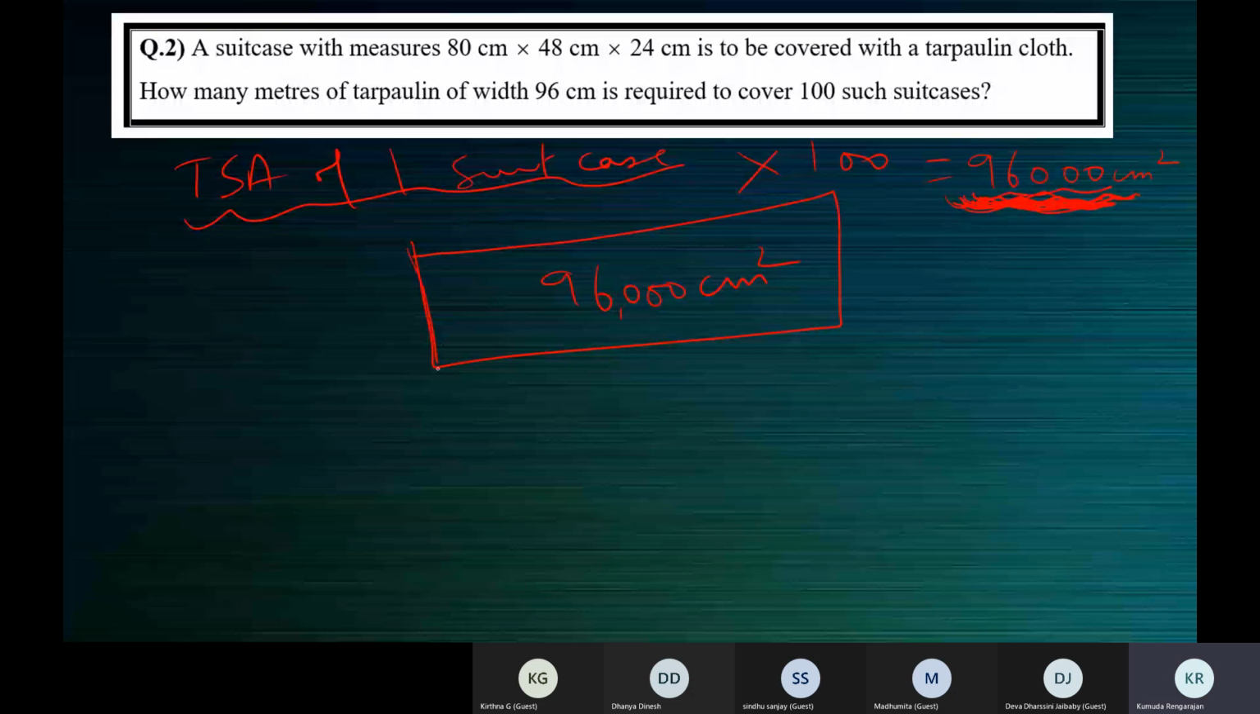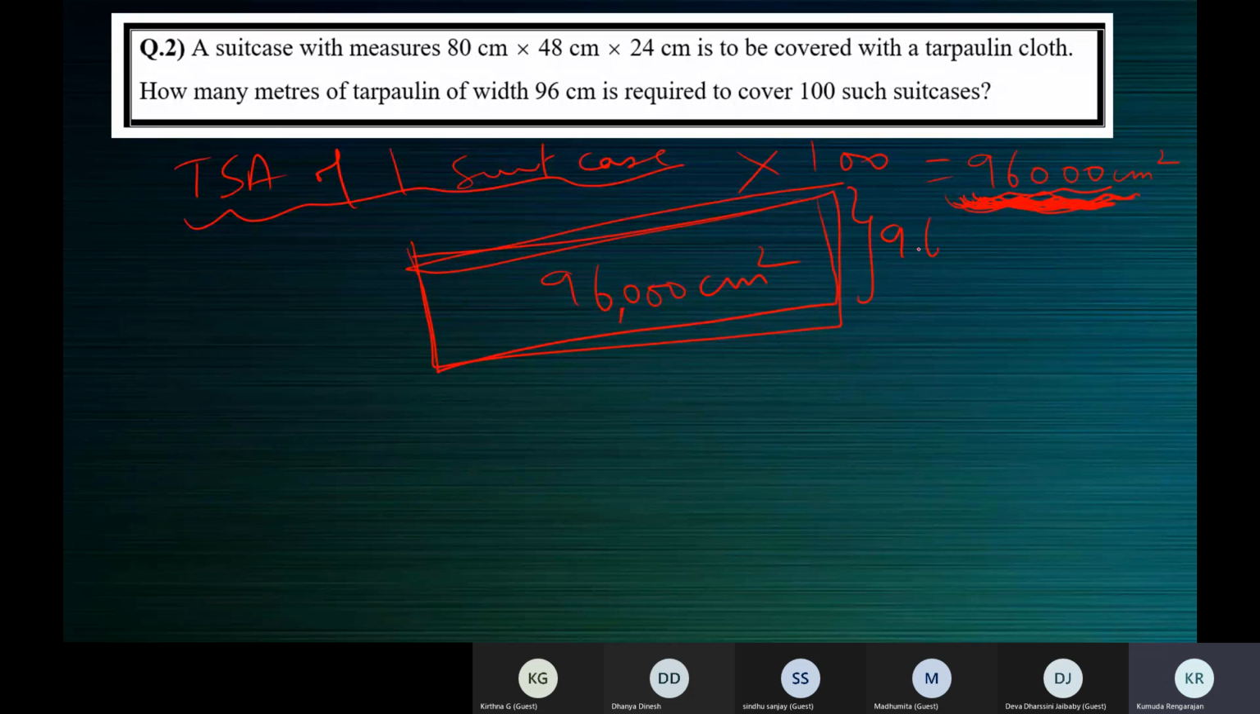So the cloth, see, it's rectangular, right? The tarpaulin cloth is rectangular. So the area of the rectangular tarpaulin should be 96,000 centimeters square. What is the width? The width is 96. So what do you think should be the length of the cloth? What into 96 will give you this area? L into B is area, right? What length into 96 will give you the area? How much?